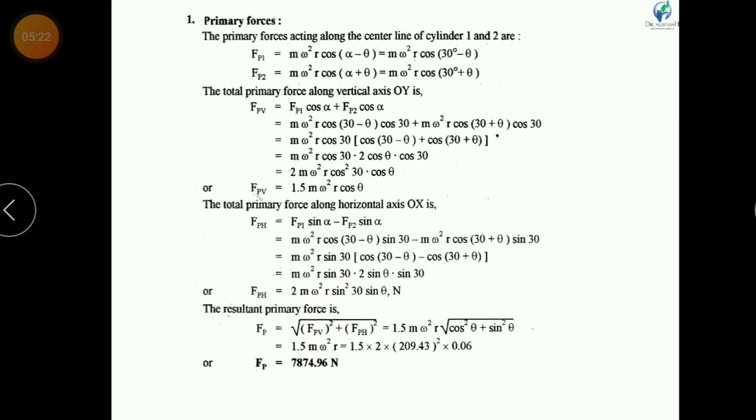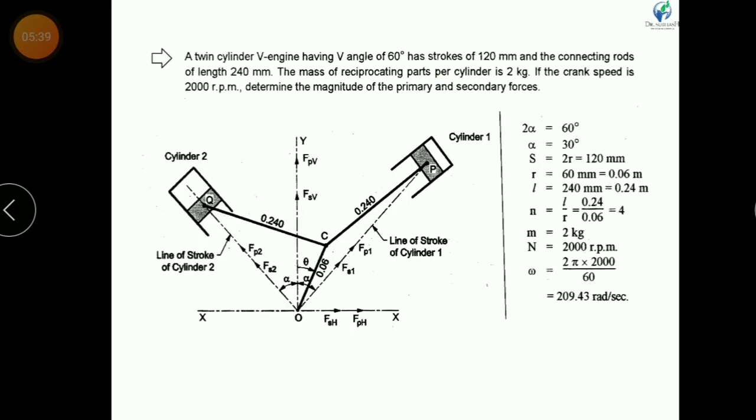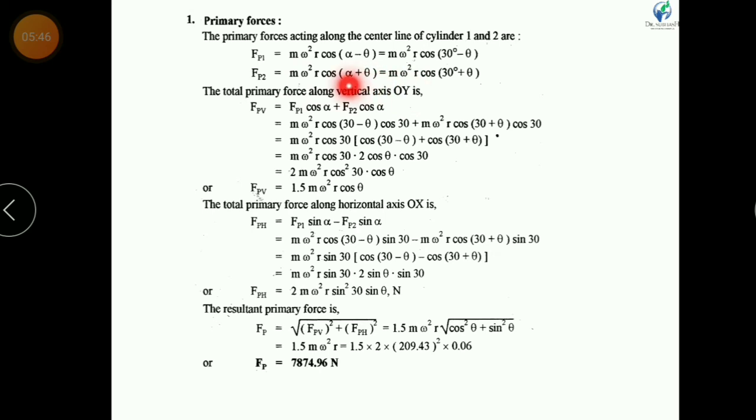So here we put the value m omega square r into cos in bracket alpha minus theta, and alpha is given as 30 degree, so we get m omega square r cos in bracket 30 degree minus theta. Similarly for Fp2, the angle becomes alpha plus theta, so we write m omega square r cos alpha plus theta, which is equal to m omega square r cos 30 degree plus theta.